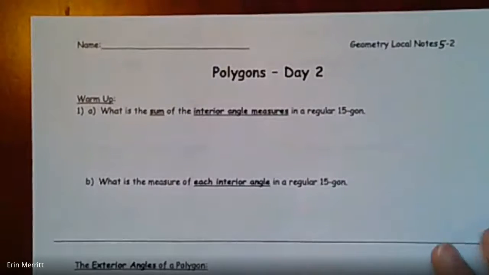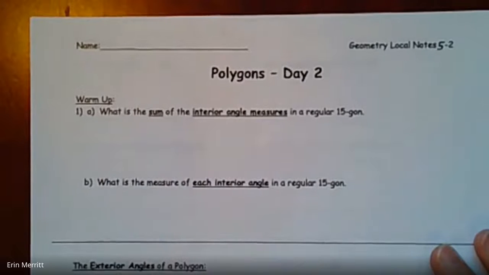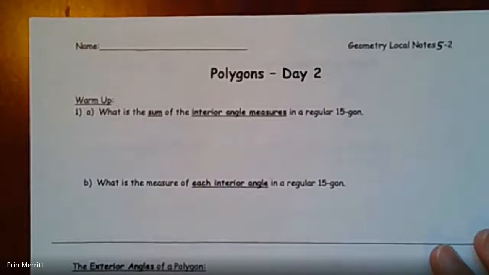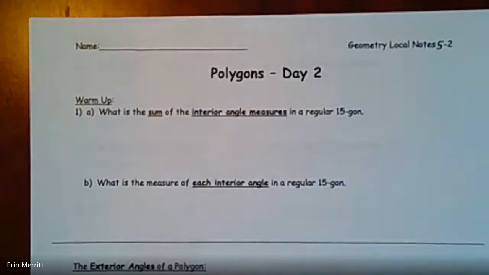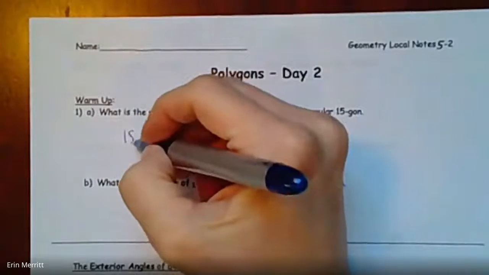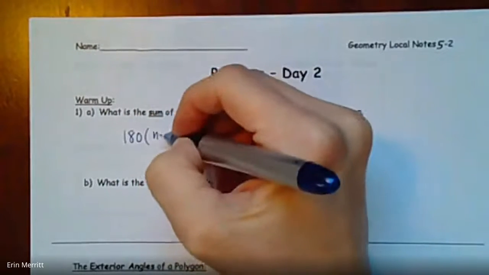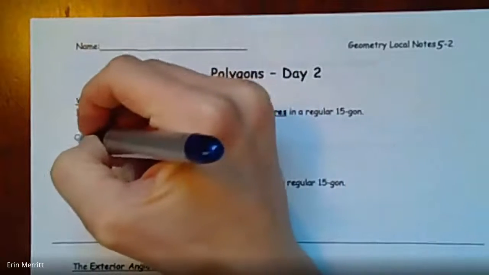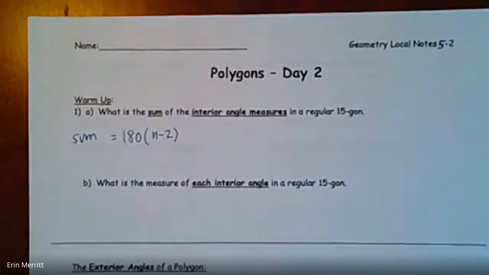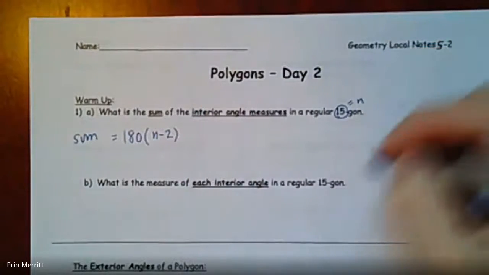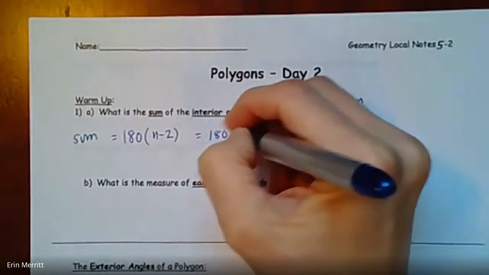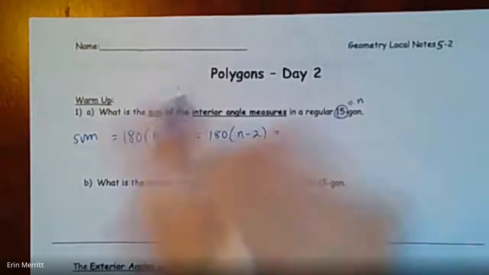This is day 2 of our Polygons unit. The first 2 questions are a little warm up from yesterday's notes. When it says, what is the sum of the interior angle measures of a regular 15-gon? That means we have to use the formula from yesterday, which was 180 times n minus 2. That's the sum of the interior angles. So if it's a 15-gon, we're plugging that in for n.